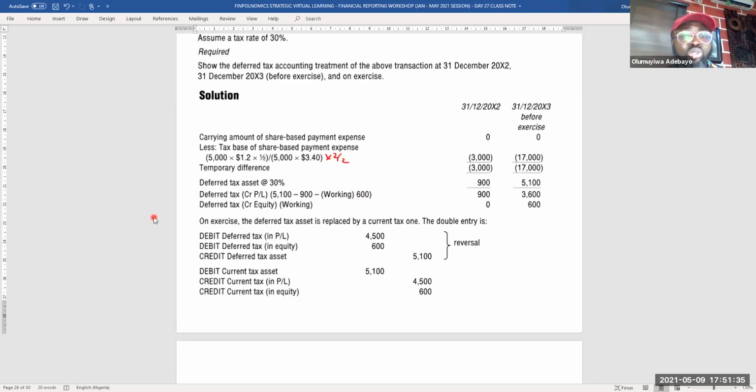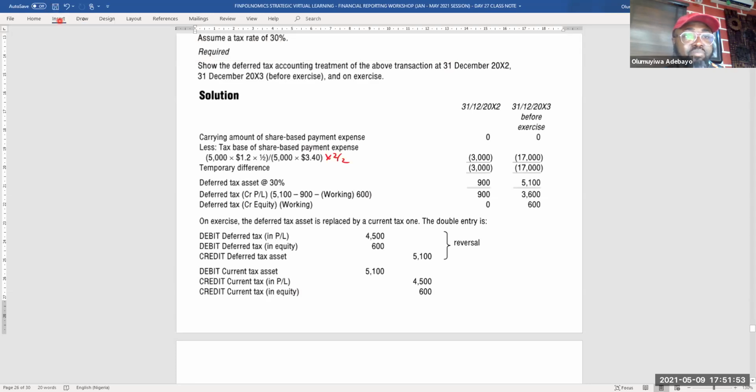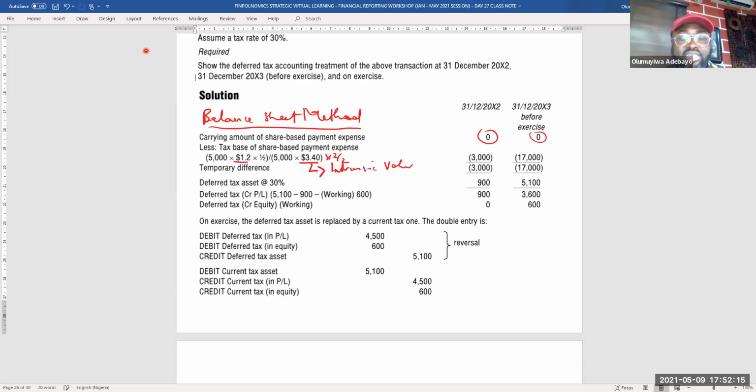Now, because you know that when determining your deferred tax, you use what we call the balance sheet method. The balance sheet method uses the cumulative balances, okay? And that's why you are seeing what we have displayed on the screen. Balance sheet method, let me put it there. Now, this is given. This, we obtain based on the intrinsic value. These are based on what? Intrinsic value. And you know what intrinsic value means? It's the difference between the actual share price and the exercise price.